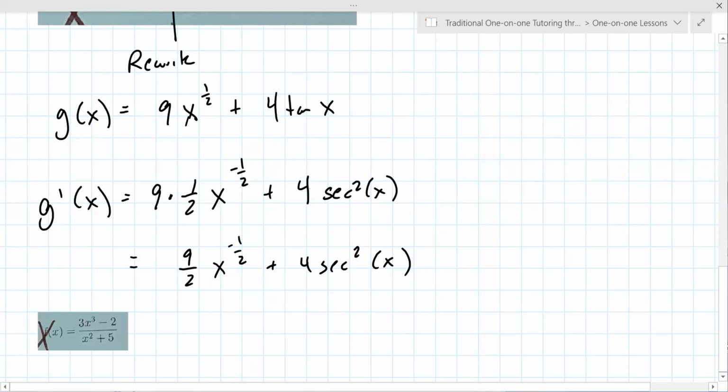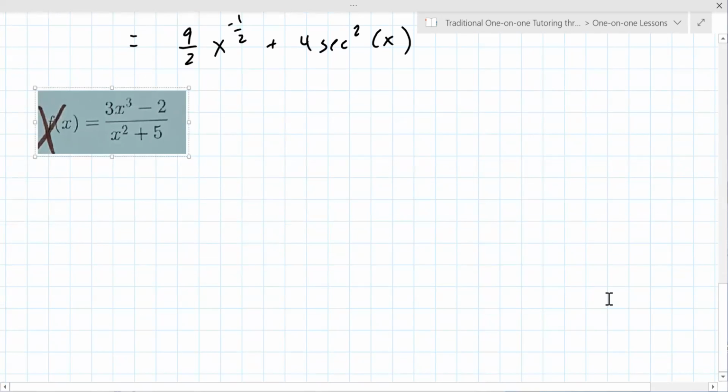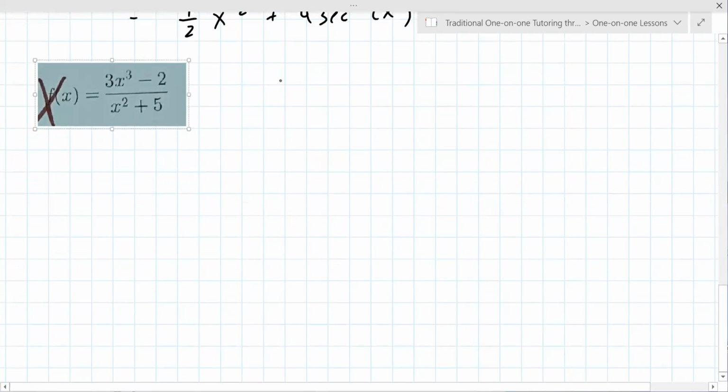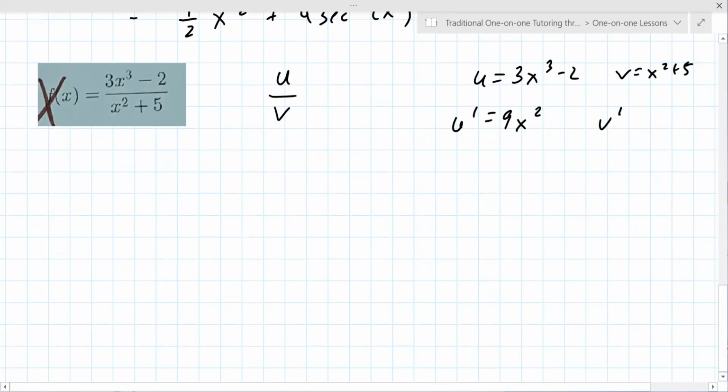All right, so the first one here, quotient rule. It is certainly okay in the beginning to actually write out u is 3x cubed minus 2, and v is x squared plus 5, and even write u prime is 9x squared, v prime is 2x. Eventually you won't need to do this, but it's definitely okay in the beginning. I prefer the words: bottom times derivative of the top minus top times derivative of the bottom, over the bottom squared. That helps me to remember this.